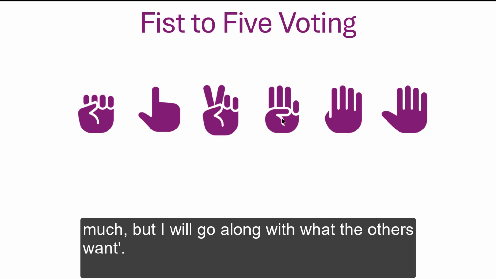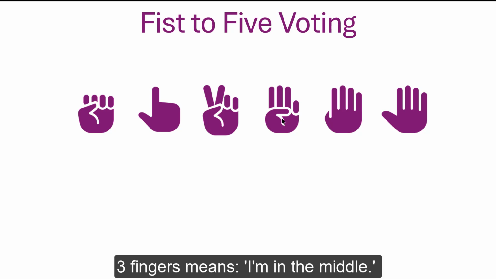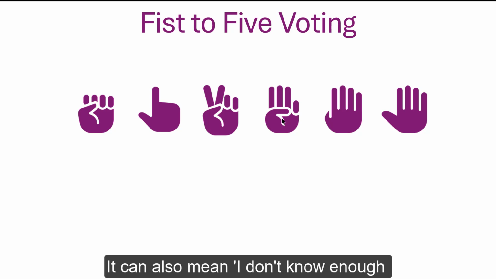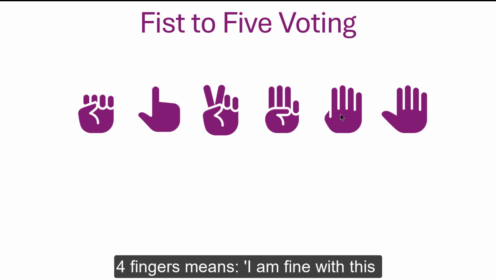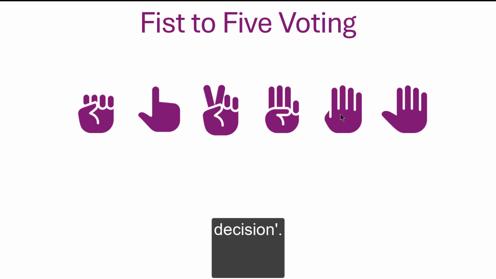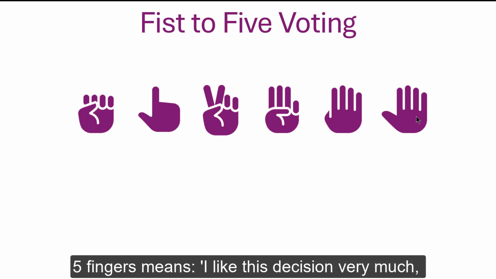3 fingers means I am in the middle. It can also mean I don't know enough about either side to make a decision. 4 fingers means I am fine with this decision. And 5 fingers means I like this decision very much. It is the best possible decision.